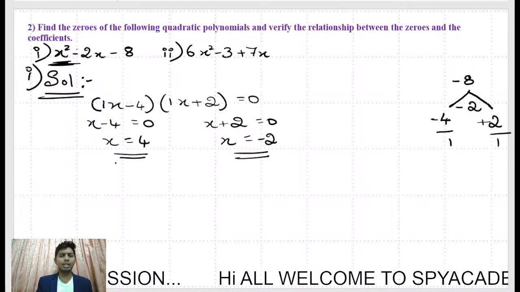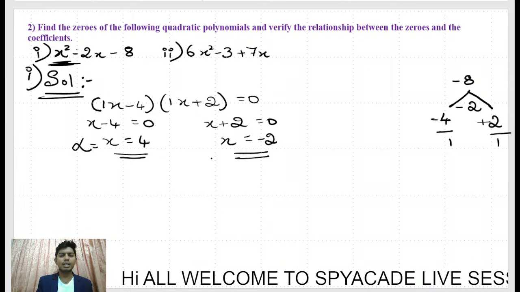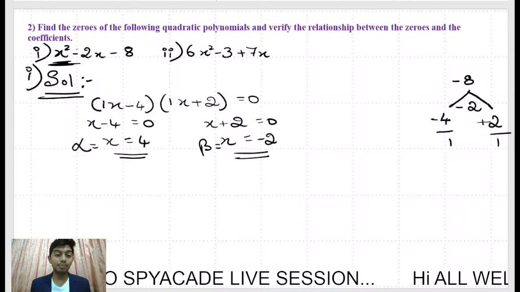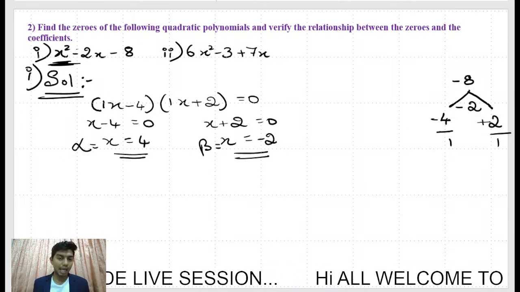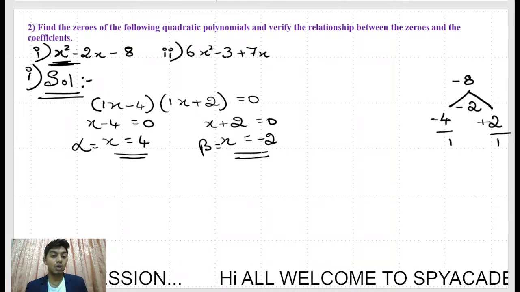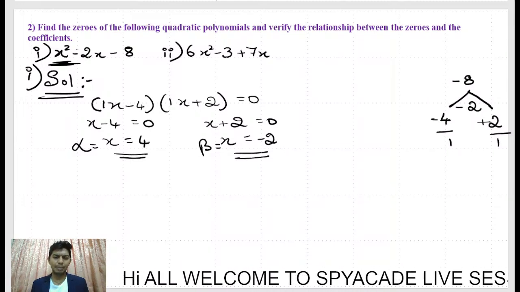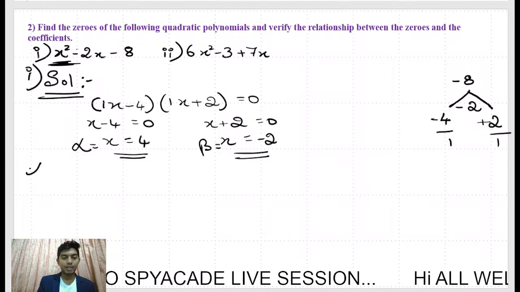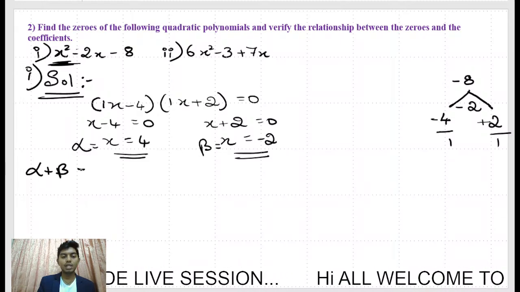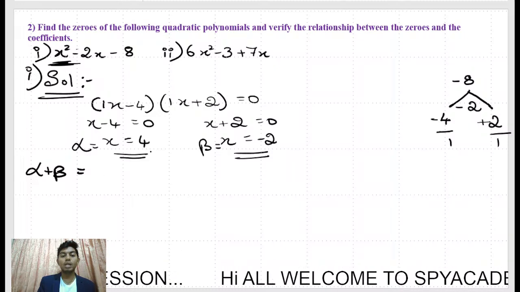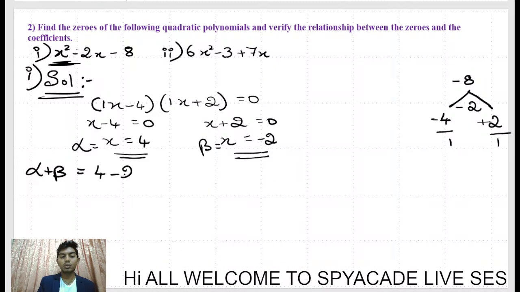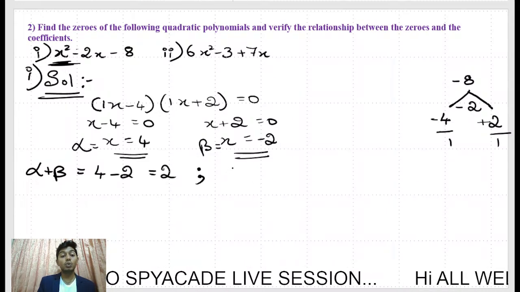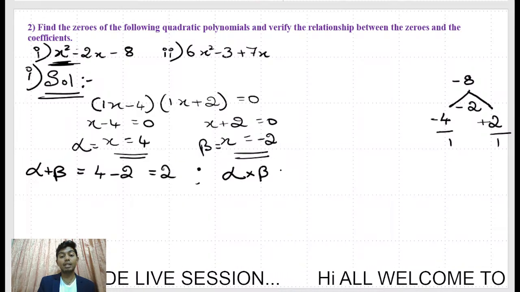relation. Okay, fine, let us consider this as alpha and this as beta. Because in most of our questions we will be having a, b, x, y, p, q, so many other alphabets. So in order to not confuse all such things, we are considering here alpha and beta. So it's going to be very simple. First you add the sum of the zeros. We are just adding these two numbers. 4 minus 2 is going to be 2. Okay, we got it. And then you multiply this alpha into beta.